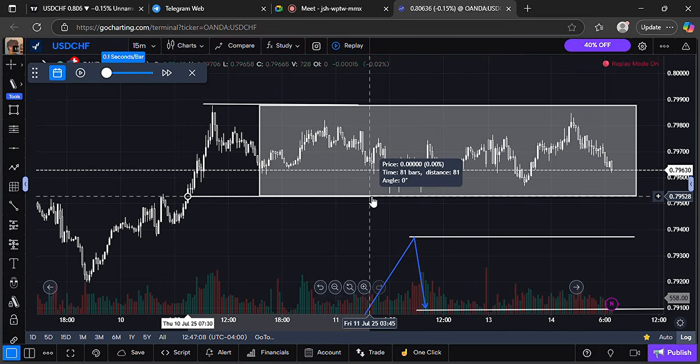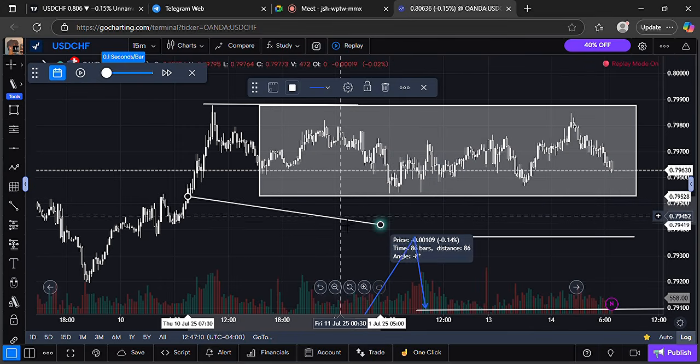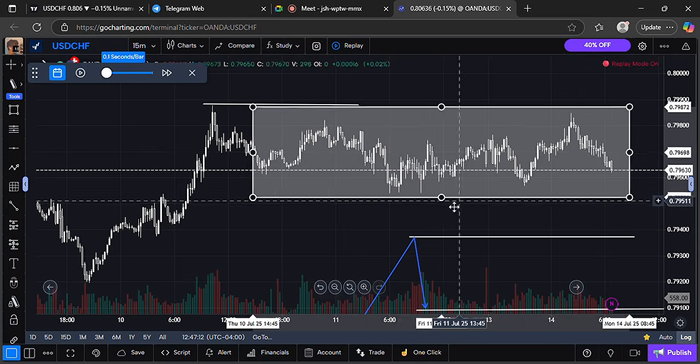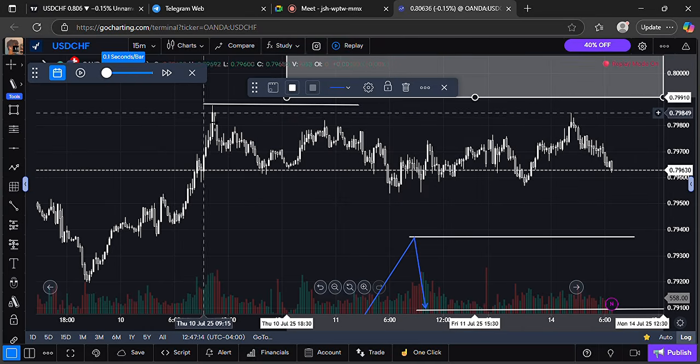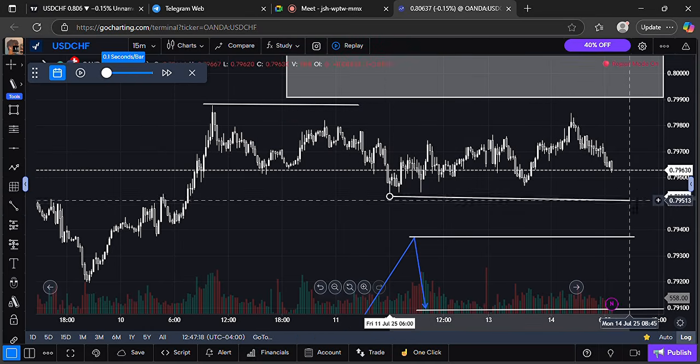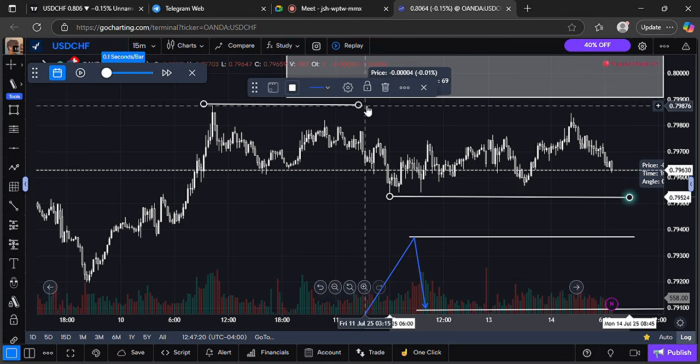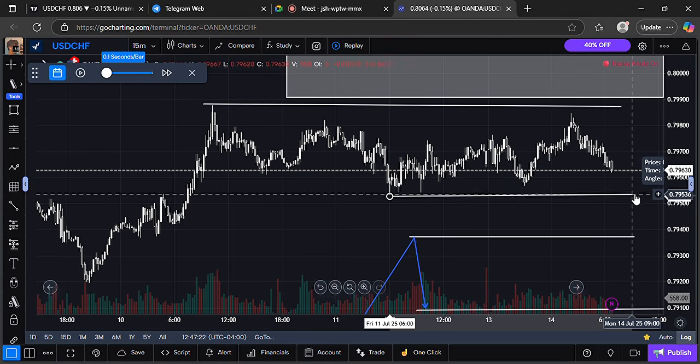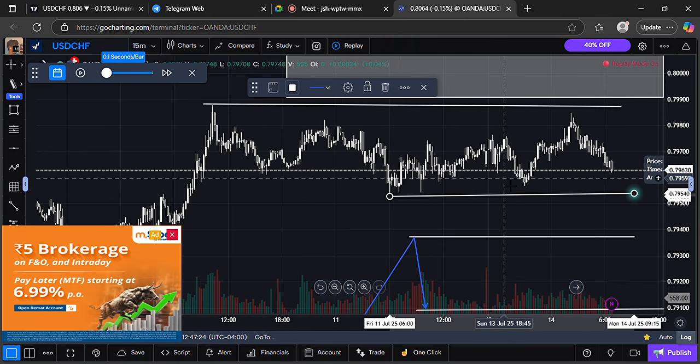So the next low is here. This was the next low, and it went down, and this was the low, and then it started moving inside these two zones, between the low and the high.